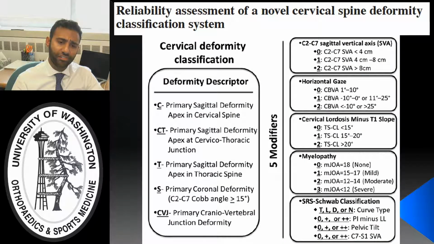And the classification system is a bit more complicated. It includes the cervical deformity as well as the lumbar deformity. It includes whether or not the patient is able to maintain horizontal gaze. It looks at the cervical lordosis T1 slope mismatch. It also looks at the myelopathy scores to see if patients have myelopathy. And then, as mentioned, it includes lumbar deformity. Often it can be challenging, if a patient has both cervical and lumbar deformity, to make the correct decision as to which deformity to treat first, or whether to treat both together.